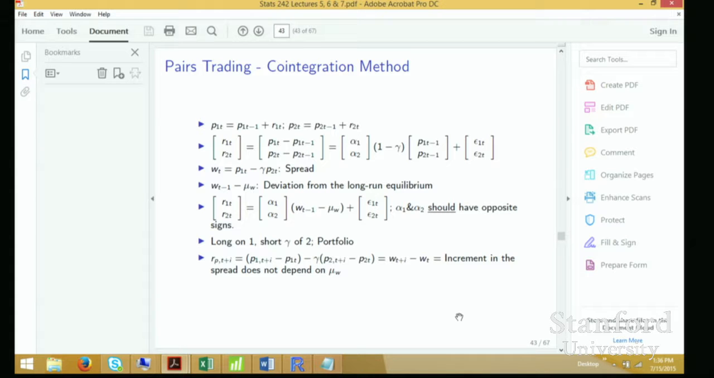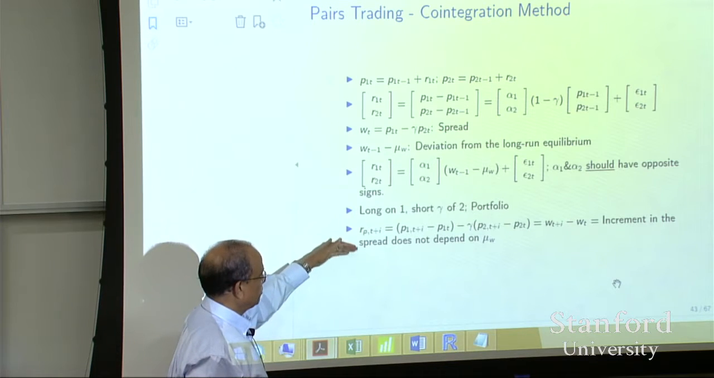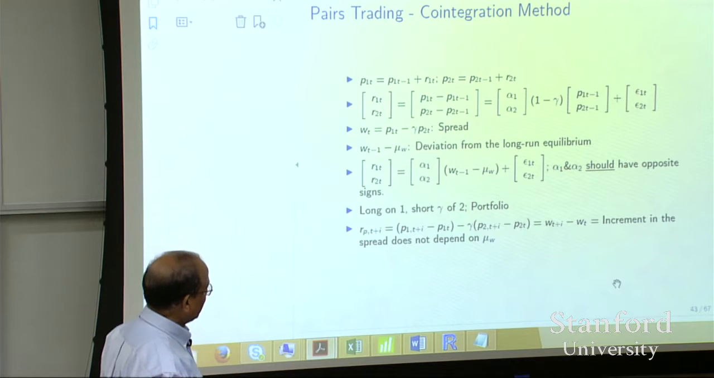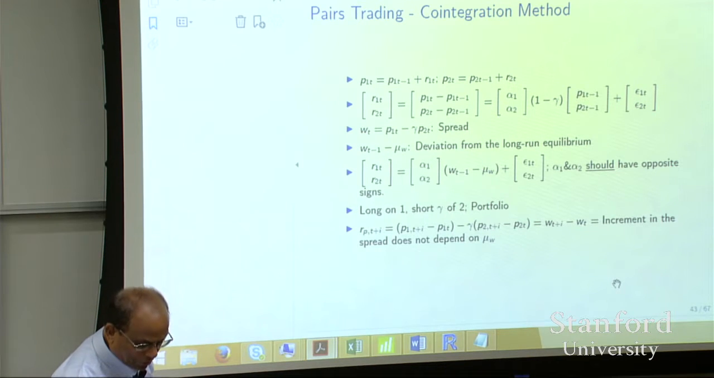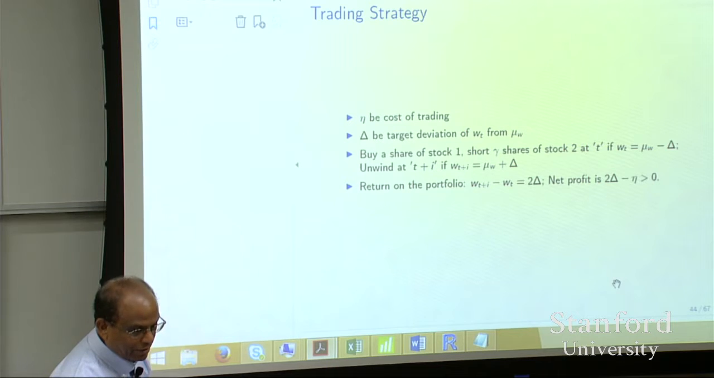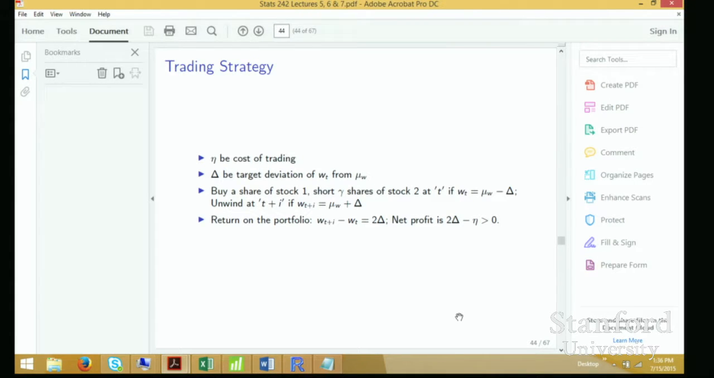Okay, so you can show that by going through simple algebra that the spread does not depend on the average value of the spread. It depends mostly on the deviation. Okay, so if you put eta as the cost of trading, delta be the target deviation of Wt from mu W, which is essentially looking at some sort of Bollinger Band, and it says that by going through this, you can get the return on the portfolio is supposed to be 2 times delta minus whatever the cost is. Okay, so all these calculations are fairly easy to follow.